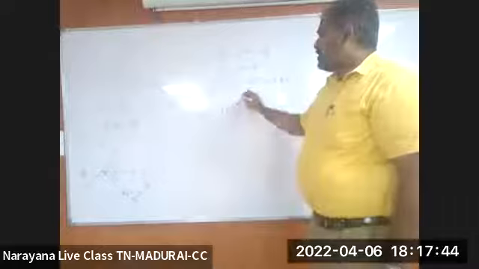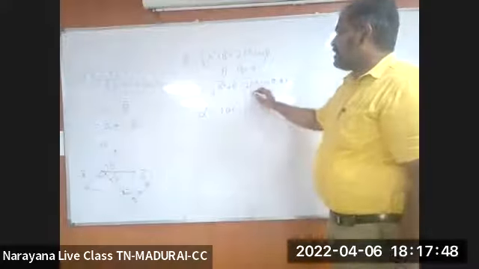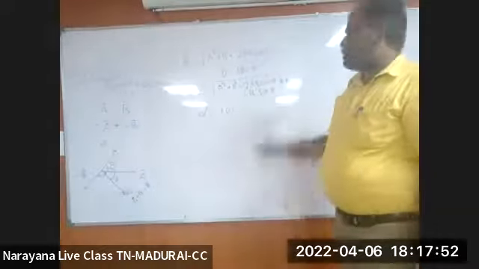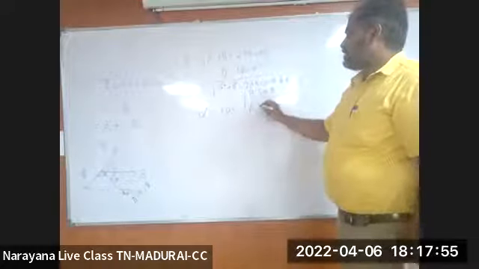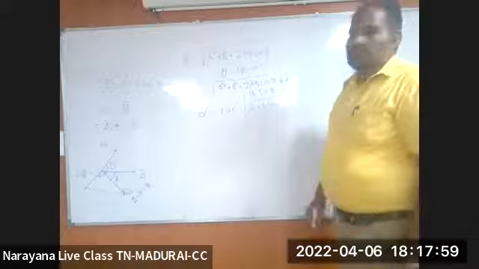Very good. Tan inverse of modulus of B sin theta upon A plus B cosine theta. Here it is A minus B.